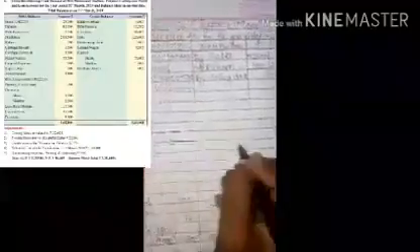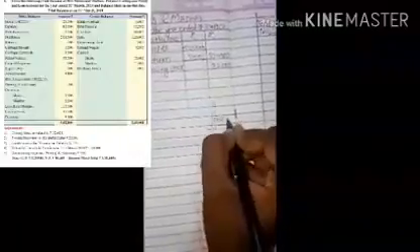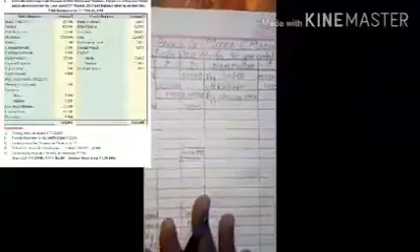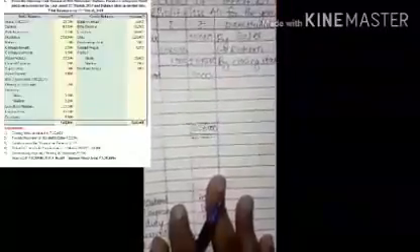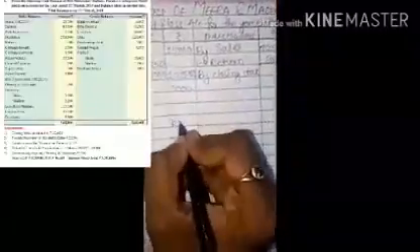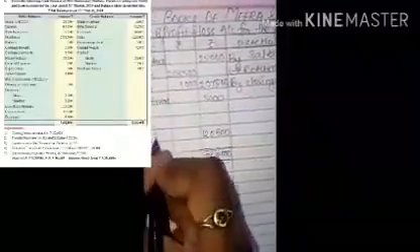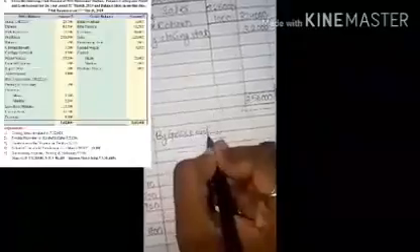We will write trading account both the side 3,56,000. Here also 3,56,000. From 3,56,000 we have to deduct debit total 2,35,500. So balancing amount is 1,20,500. It's called gross profit. So, gross profit carried down. This gross profit transferred to profit and loss account credit side, by gross profit brought down.